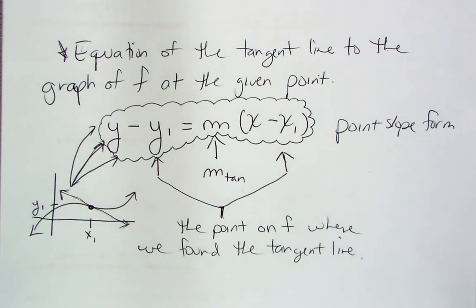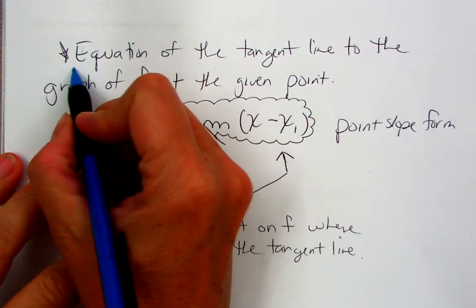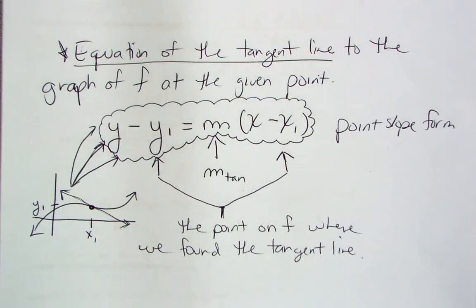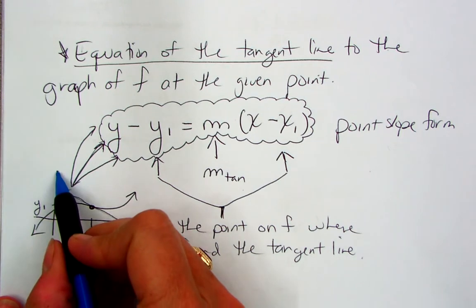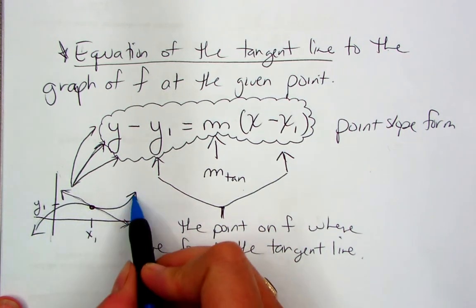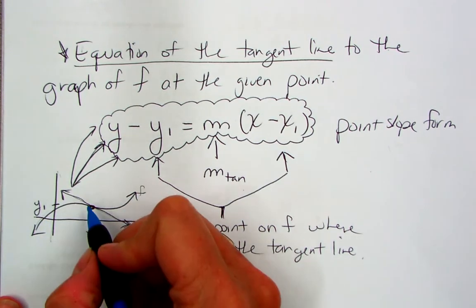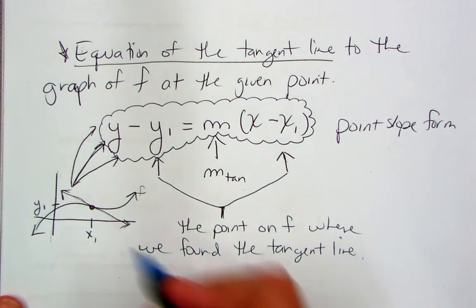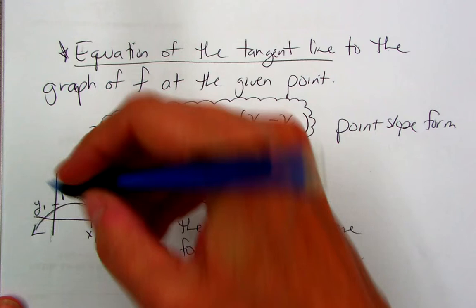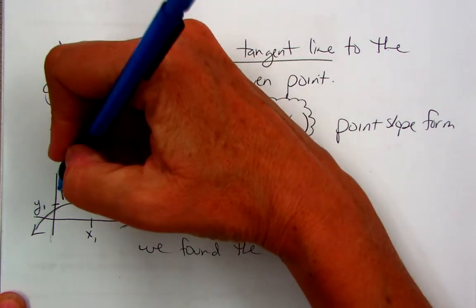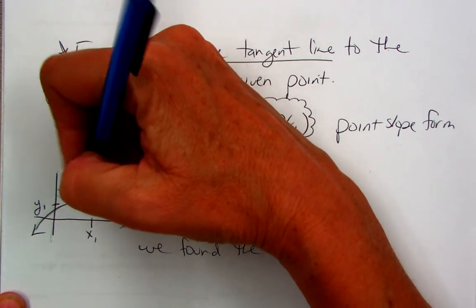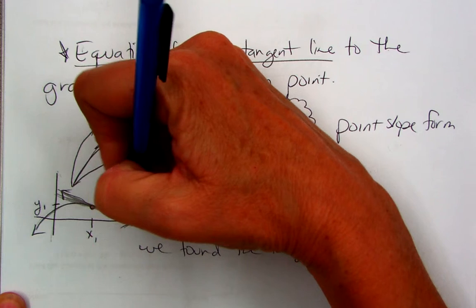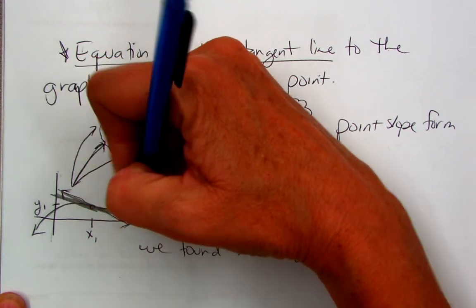Well, now that I've found the slope for this tangent line, let's make an equation for this tangent line to the graph of f at the given point. In other words, here's a picture of f. I picked a point right here, we'll call it x1, y1, and it curves up and around, so the tangent line looks like it might be, well actually I think it's down a little bit further. I think the tangent line looks more like this.